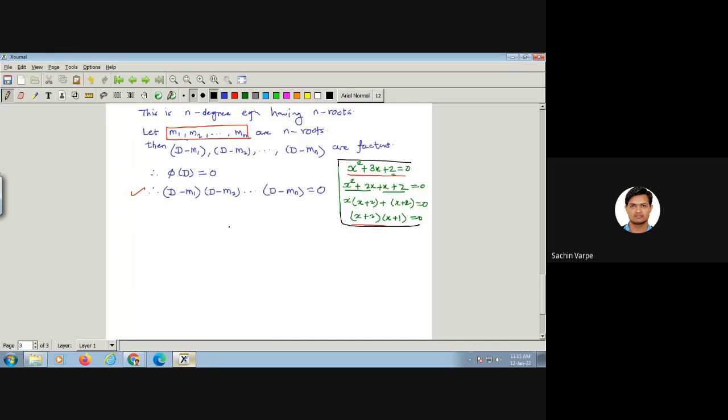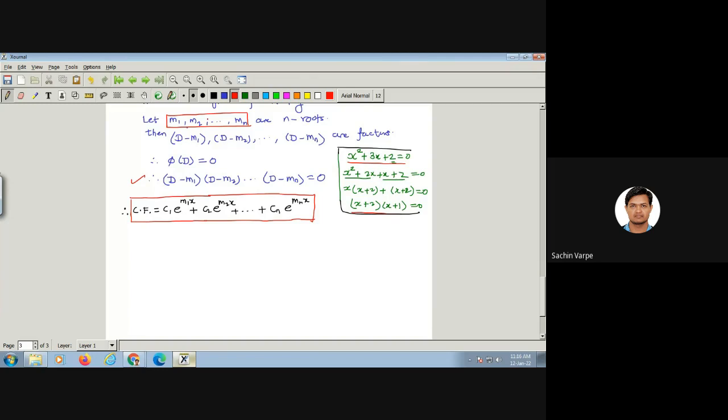So with these roots m1, m2, mn, the complementary function is CF. Directly I'm writing the formula here. CF is equal to C1 e to the power m1x plus C2 e to the power m2x plus, and so on, Cn e to the power mnx. So this is the only formula we require for the complementary function. But now you must be thinking, why and how do we get this formula? Okay, so let us discuss the explanation here.